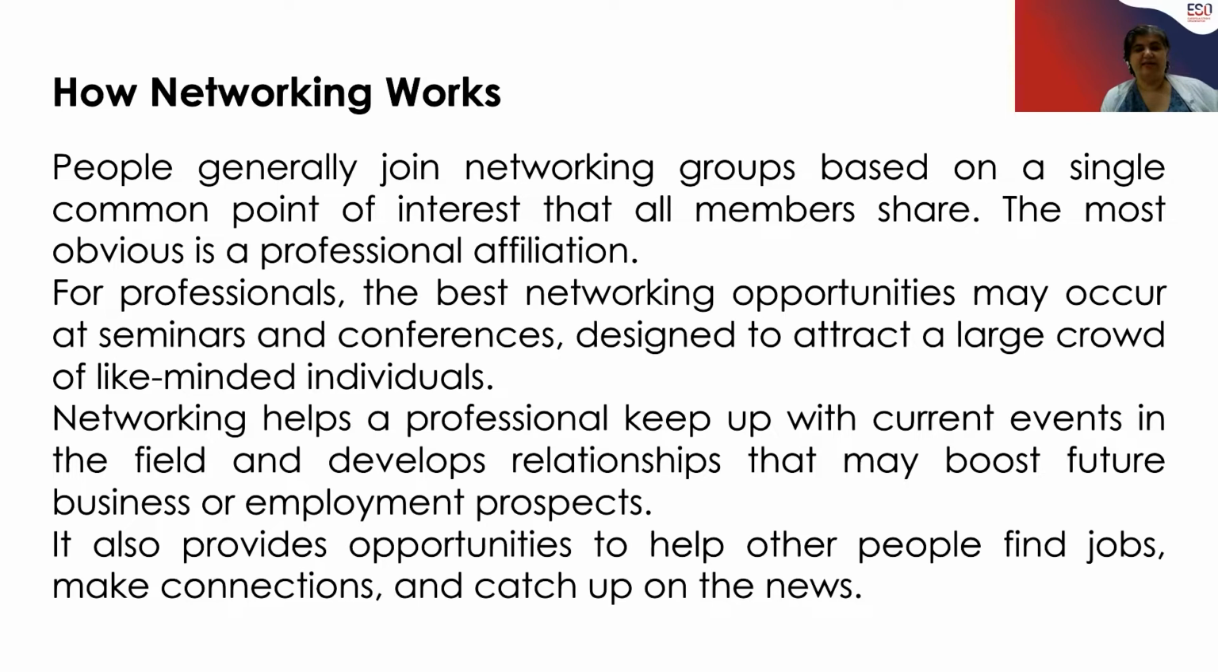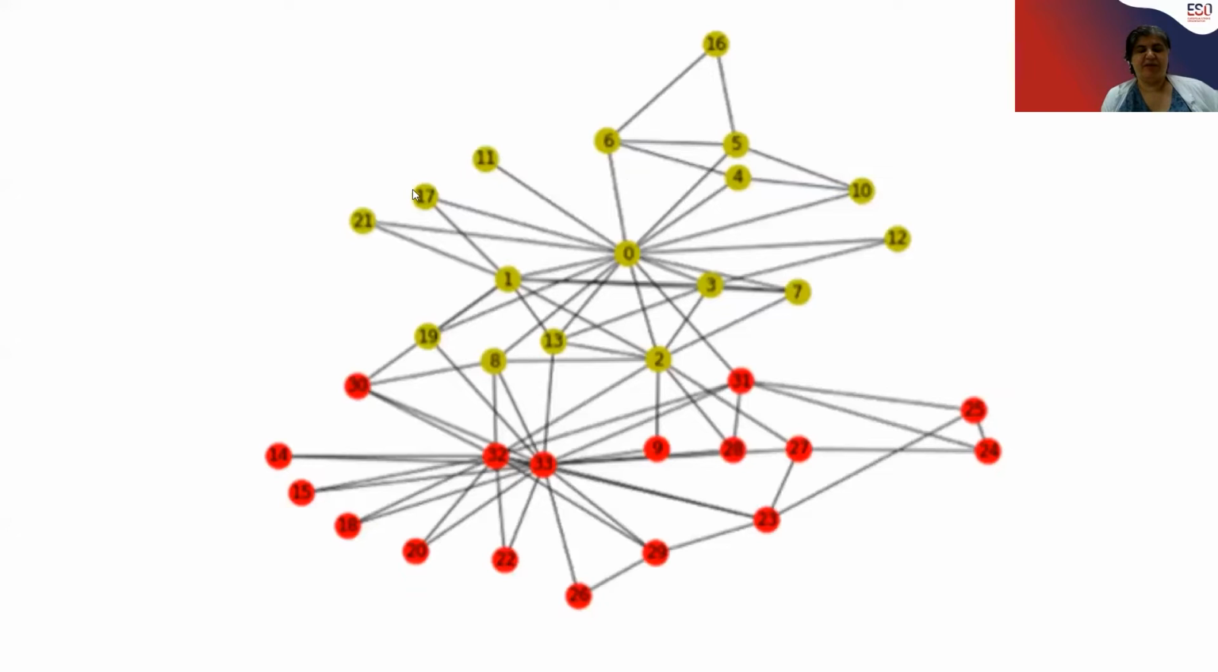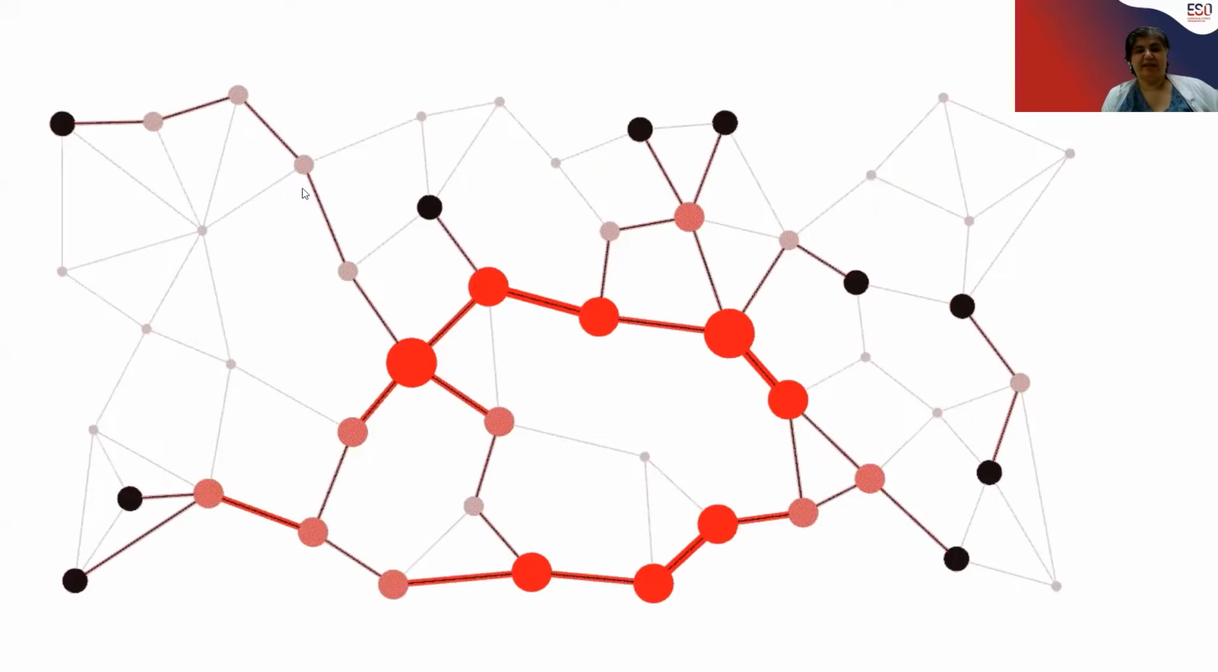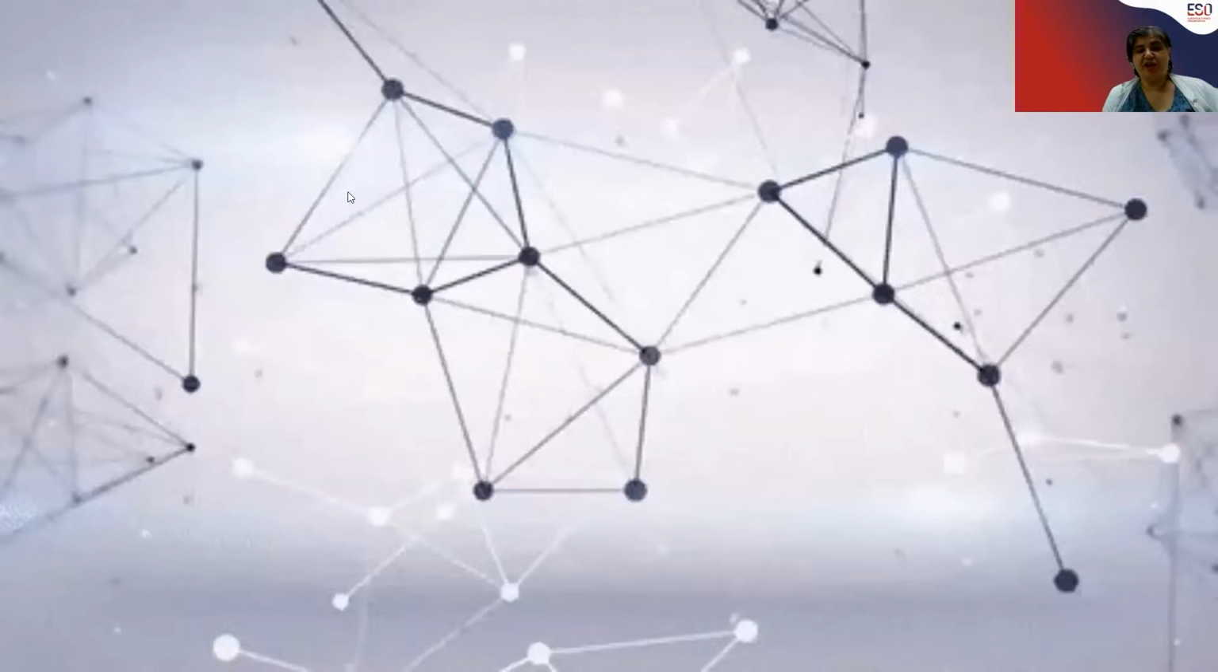These events are designed to attract a large cohort of like-minded individuals. Networking is useful. It helps a professional keep up with the current events in the field, develop relationships, and provides opportunities to help other people, make connections and catch up on the news. But as you can see in this picture, this is an example of a static network, but a network is not a static creature, it's a dynamic creature. The connections could have different intensities, but they could change in time.